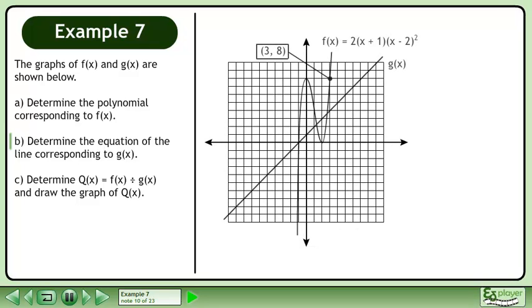Bring back the graph and the equation for f(x) that we found in part A. The formula for slope is rise over run. The rise is 1 and the run is 1. The y-intercept occurs at (0, 1).